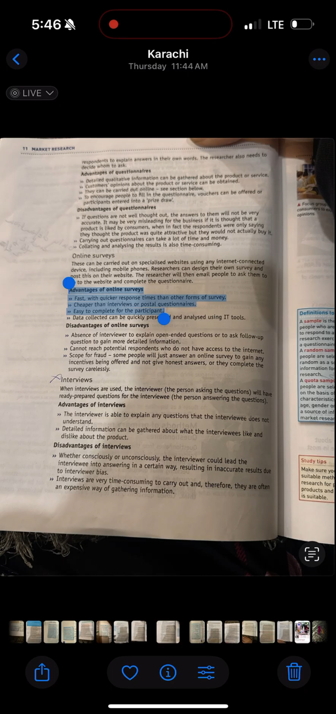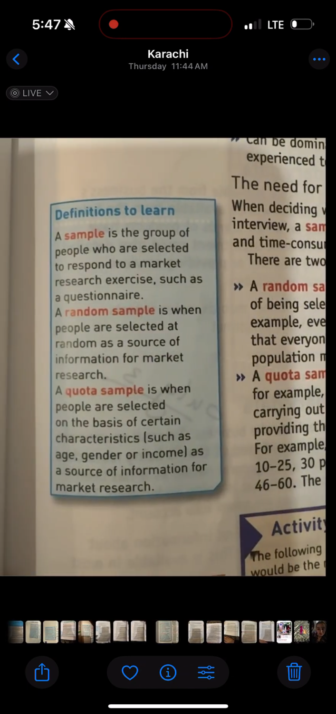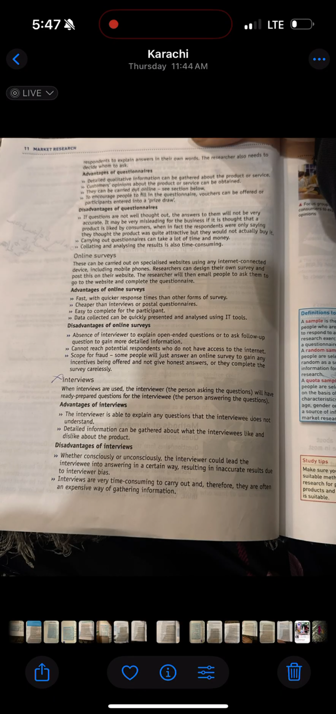Advantages of online surveys: fast, with quicker response times than other forms of survey, cheaper than interviews or postal questionnaires, easy to complete for the participant. Disadvantages of online surveys: absence of an interviewer to explain open-ended questions or to ask follow-up questions to gain more detailed information; cannot reach potential respondents who do not have access to the Internet.